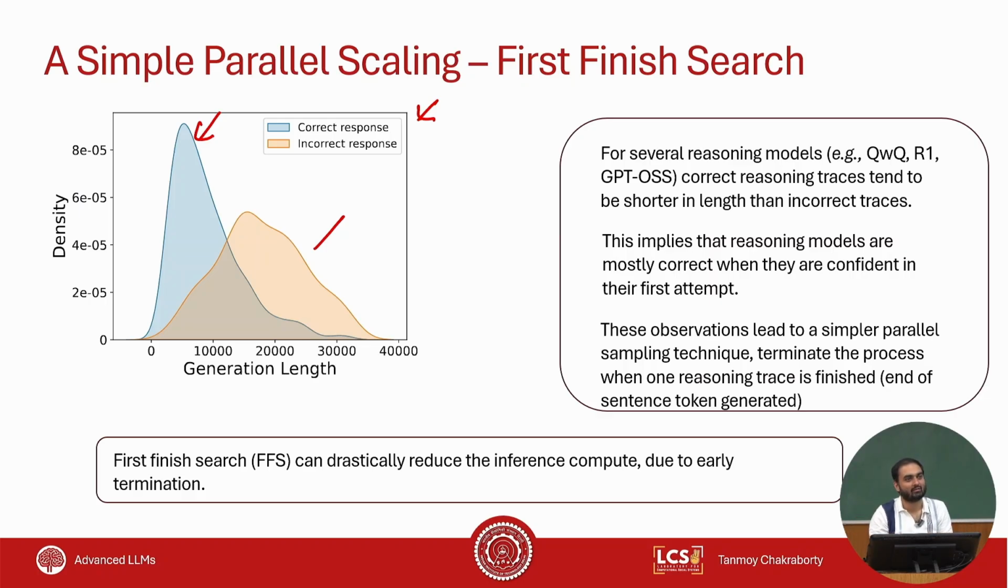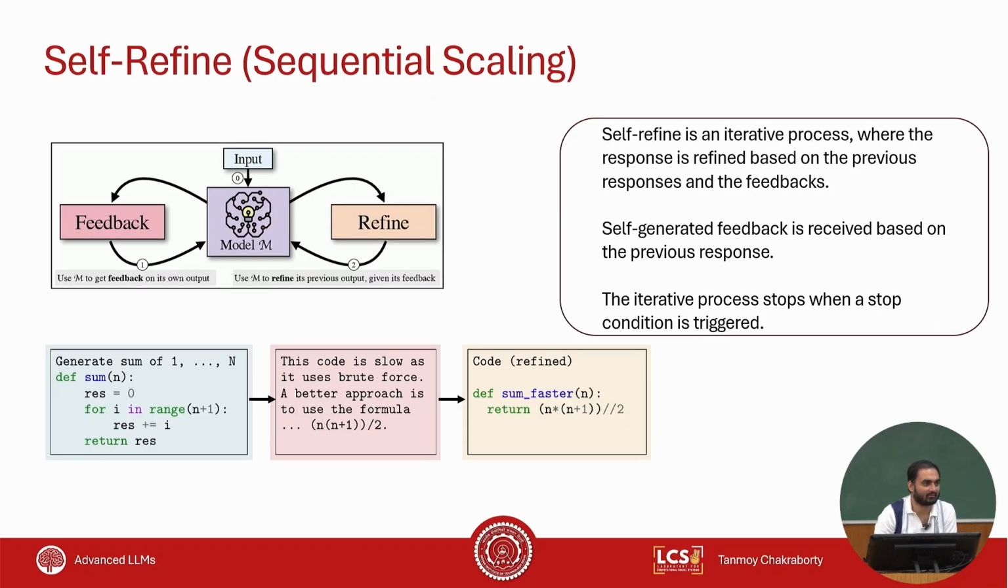So we argued that if the question is easy, then there is no point in doing this kind of sequential reasoning of 100 tokens. The model can generate things very quickly, and that would be your answer. Now these are parallel scaling. Now let's look at sequential scaling.